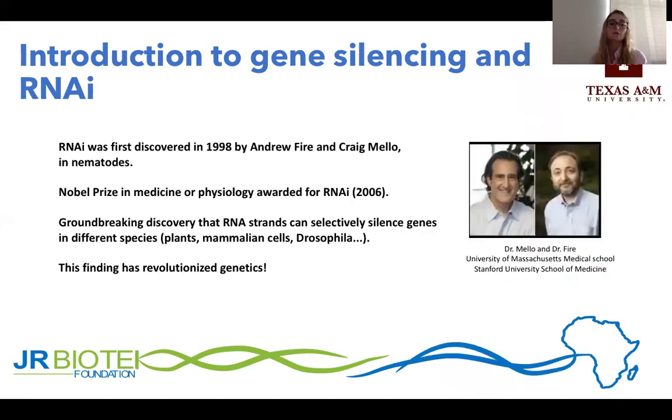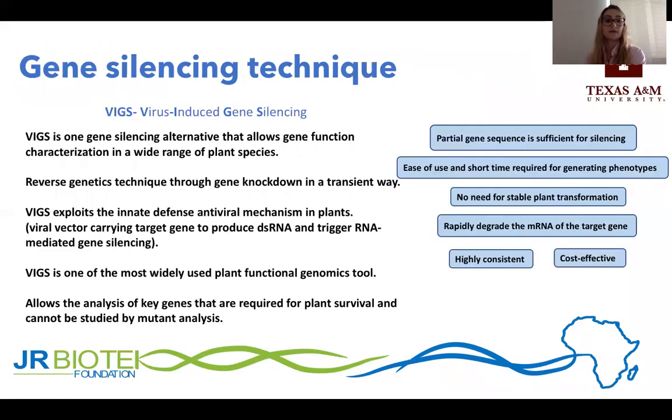RNAi was first discovered in 1998 by Dr. Mello and Dr. Fire, from the Medical School of the University of Massachusetts and Stanford University. In 2006, they both were awarded the Nobel Prize in Physiology or Medicine for their groundbreaking discovery that RNA strands can selectively silence a gene in specific species. This finding has revolutionized genetics nowadays.